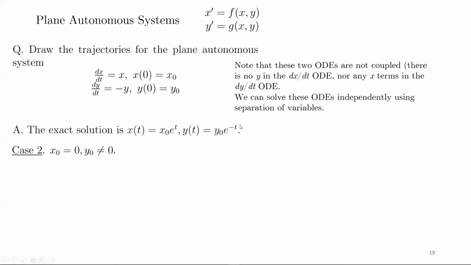Y of t, if y of t is not equal to 0, as t increases, e to the minus t moves to 0, right? So we know that the limiting value of y, when x naught equals 0, is going to be 0 as time goes to infinity.